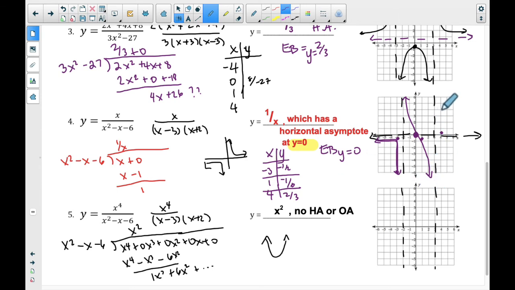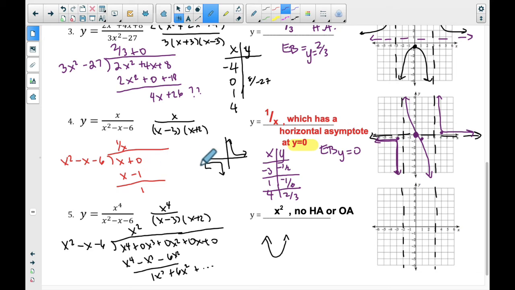If it's odd, it has to go up here. So it's going to come up here, hit this point, and get closer and closer and closer to the asymptote. All right, that one was strange, right? The main thing we're looking at is horizontal asymptotes and slant asymptotes. It has a horizontal at y equals 0 because when we did it, we got 1/x.